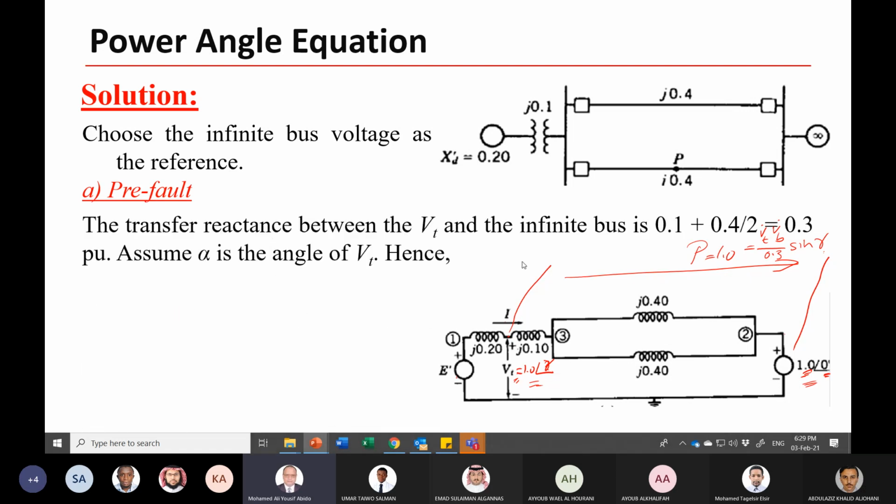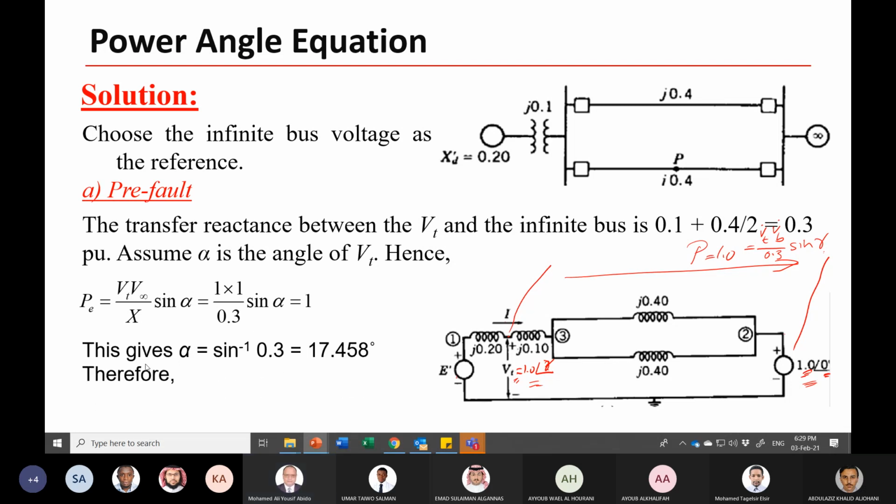In pre-fault, between the terminal voltage and the infinite bus, there is an impedance equal to 0.3. Here, assume alpha is the angle of Vt. The angle here is alpha or gamma or whatever. So the electric power transfer is equal to this, so you can get alpha. This is the angle of the terminal voltage. And therefore, you can write the terminal voltage equal to this one with angle 17.